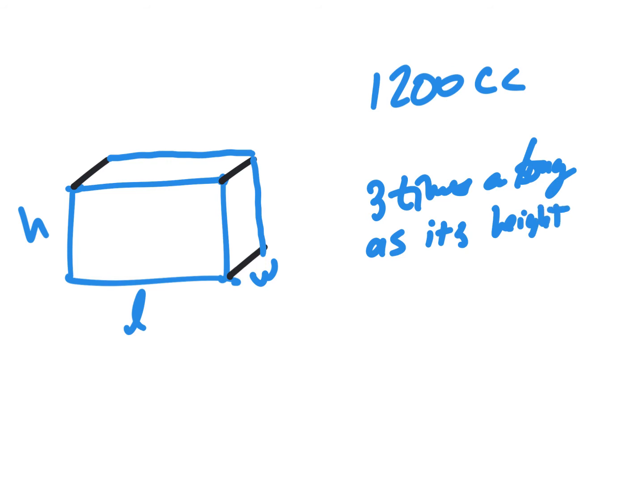If that's all I knew, I couldn't solve this question. So because I have 3 variables, I basically need 3 pieces of information. So far I got 2. Okay, so now I'm going to say, I think it would look nice if the height and the width were the same length. Height equal to width in this box.